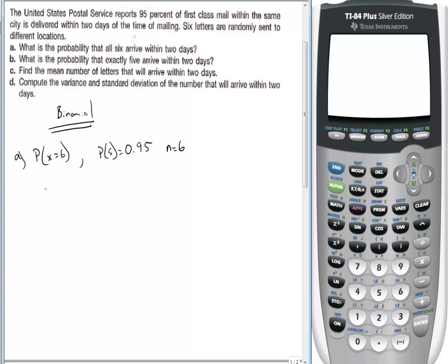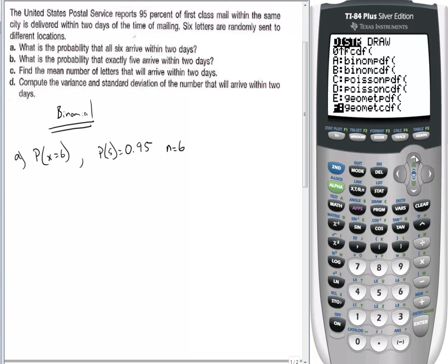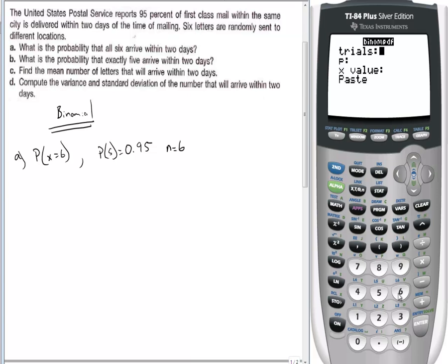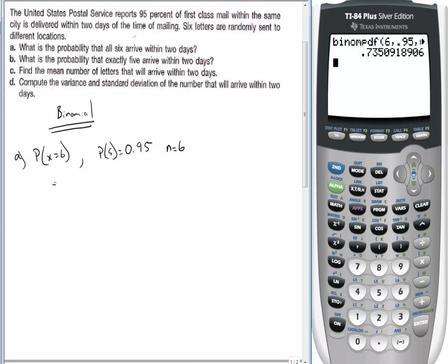So in our calculator, we're going to do binomial PDF. We go second function, distributions, and we go to binomial PDF because we want exactly 6. The number of trials, we have 6 trials. Our value of p, success, is 0.95, and we want all 6 of them to arrive successfully. And there's our result. So the probability that all 6 arrive is 0.735.